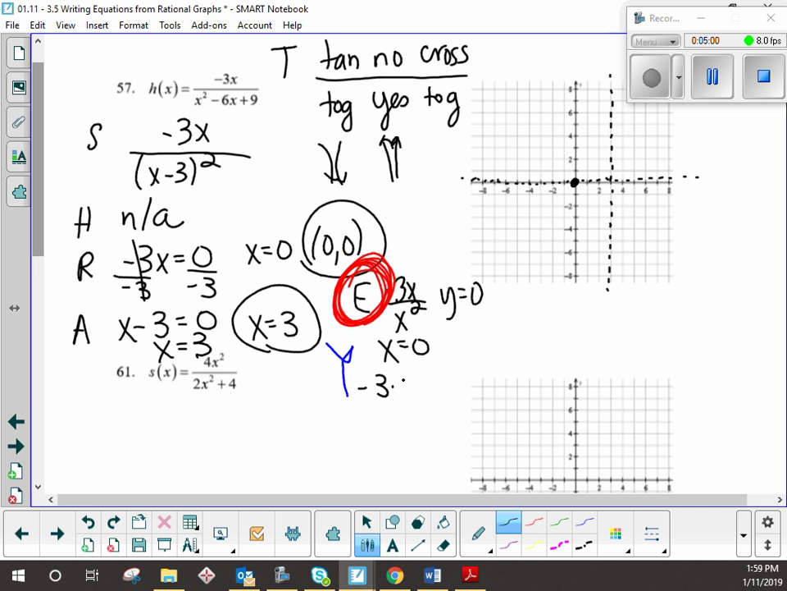So I'd get -3 times 0 over 0 squared minus 6 times 0 plus 9, and that will give you 0. And I do want this as a point, 0, 0.